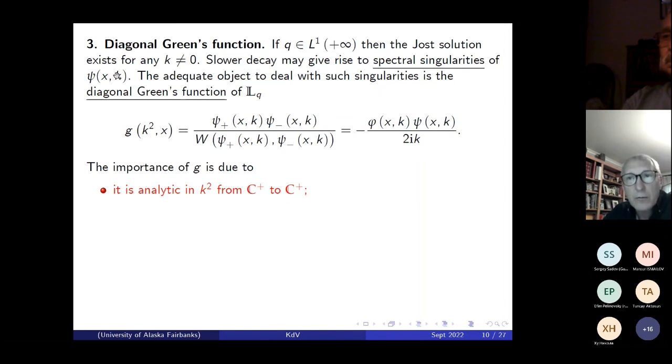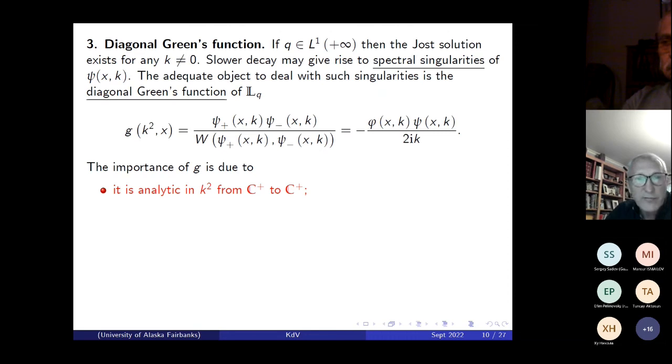And it may gain what they call spectral singularities, points where the function actually blows up, real points k where the function blows up. And the best way to deal with such singularities is to introduce the diagonal Green function, which in my case is equal to the product of two Weyl functions divided by 2ik, where again Xi is the Jost, not Jost, Weyl function on the left, and Psi is the Jost function on the right.